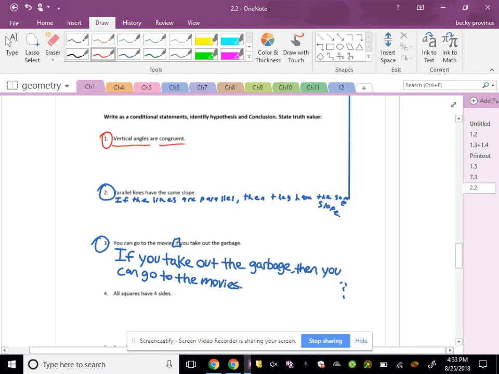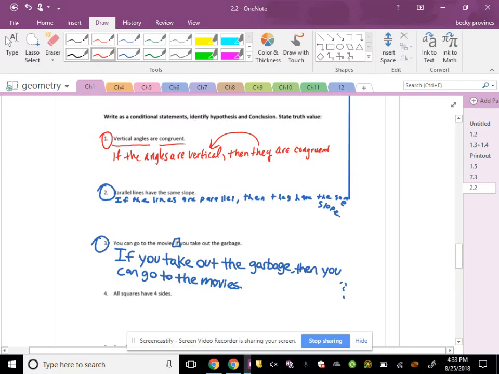If I flip it around and say if the angles are congruent, then they're vertical, you're saying every time you have congruent angles, they have to be vertical. And that's false. So let's write this out. If the angles are vertical, then, now can I use they here? Do I already know what I'm talking about? And I do. I'm talking about the fact that the angles are vertical. Then they are congruent.